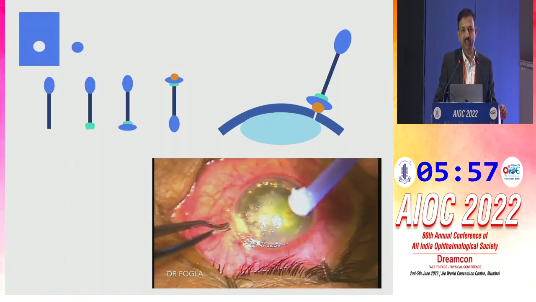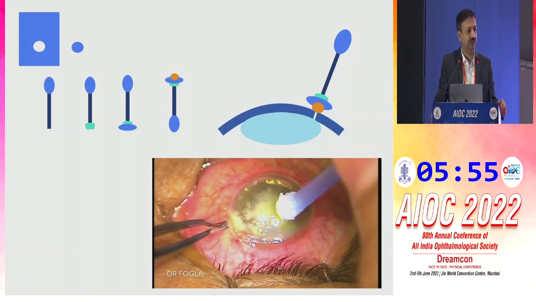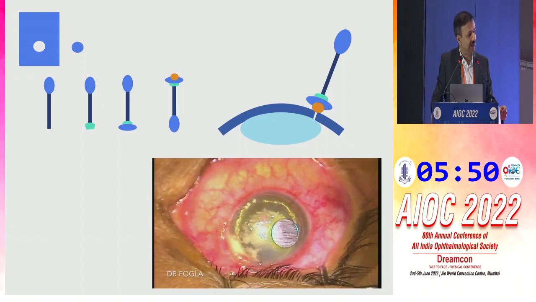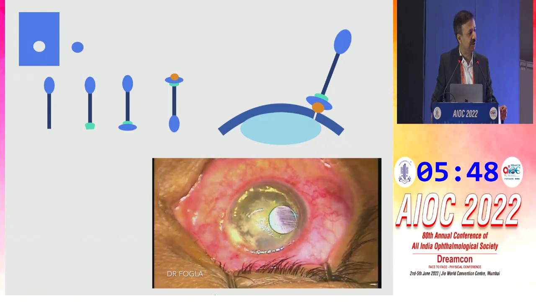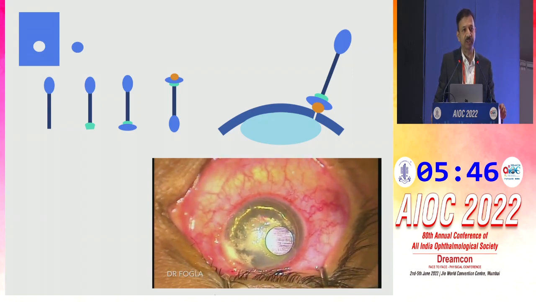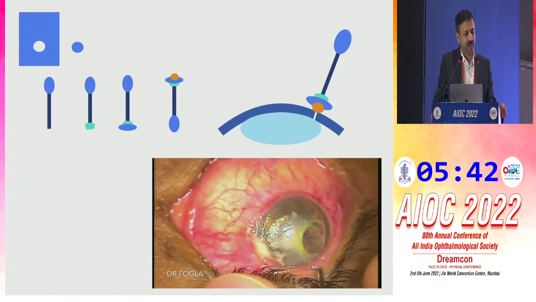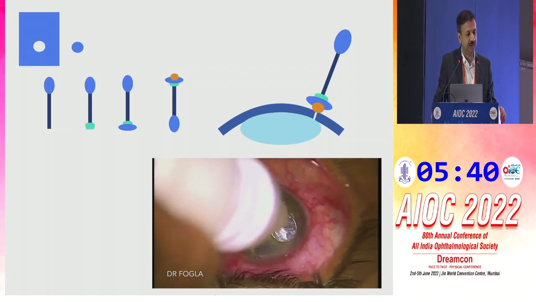This method of application ensures that the surface remains very smooth, unlike a direct application with a 26 gauge or a 27 gauge needle attached to a tuberculin syringe. You can apply the fibrin glue, but often you apply an excess amount of fibrin glue or cyanoacrylate glue, and the surface becomes very irregular.